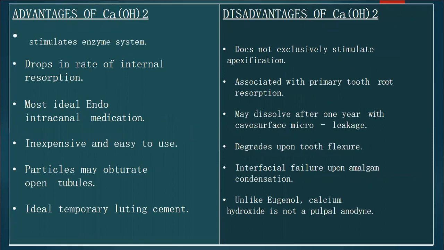Advantages of calcium hydroxide: it stimulates the enzyme system, drops the rate of internal resorption, is the most ideal endo-intracanal medication, is inexpensive and easy to use, and its particles may obturate dentinal tubules. It is an ideal temporary luting cement. Again, disadvantages: it does not exclusively stimulate apexification associated with primary tooth resorption, may dissolve after 1 year with cavosurface microleakage, degrades upon tooth flexure, and has interfacial failure upon amalgam condensation. Unlike eugenol, calcium hydroxide is not a pulpal anodyne.